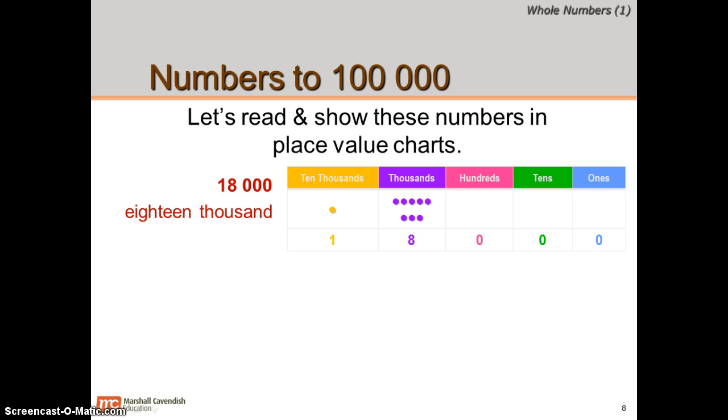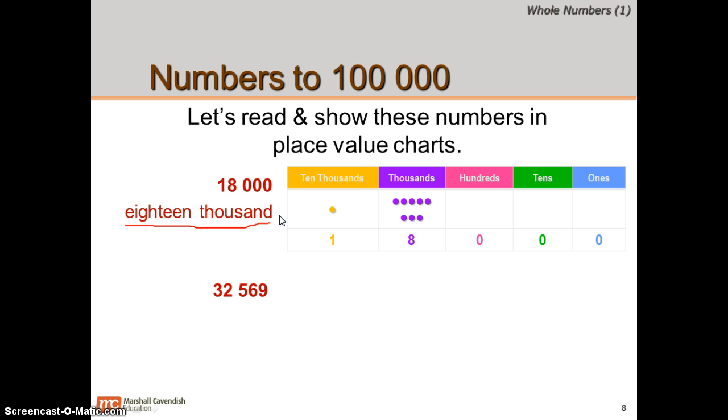Let us read and show this number in a place value chart. What do we have here? 18,000. In numerals it is 18,000. Remember, when it's 1,000 value or more, leave a space before you write your 1,000 and your 10,000 value. Alright, make this a habit. This is how we will write 18,000.